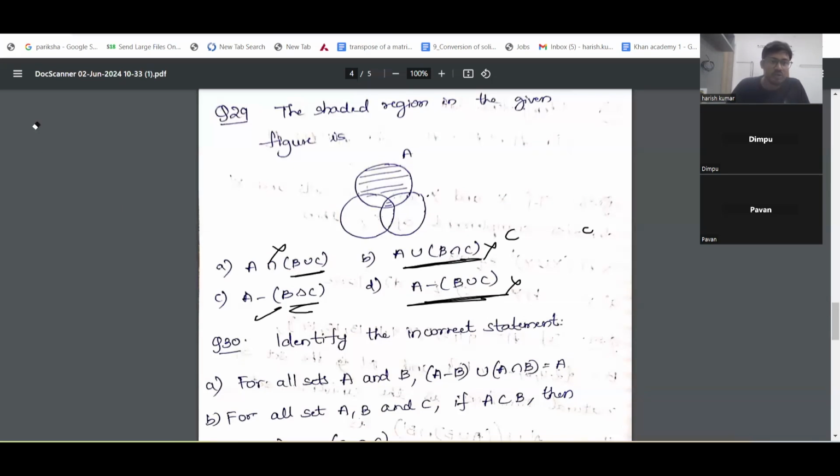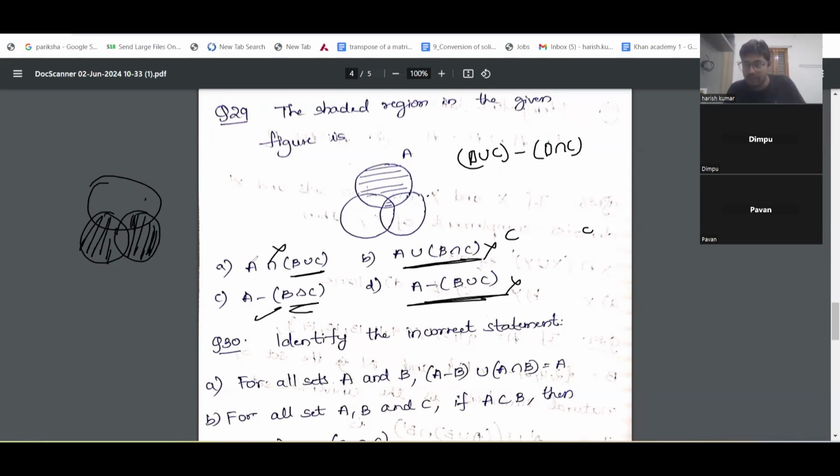Now, first of all, what is B delta C? We learned this, right? B delta C is B union C minus B intersection C. That means what part? This part, right? Now A minus, so it should be in A, but it should not be in B delta C. This common part will be there, and this part will also be there, but this part will not be there because that part is not in A. So I'll not consider that part, right? So this is my answer, option C.